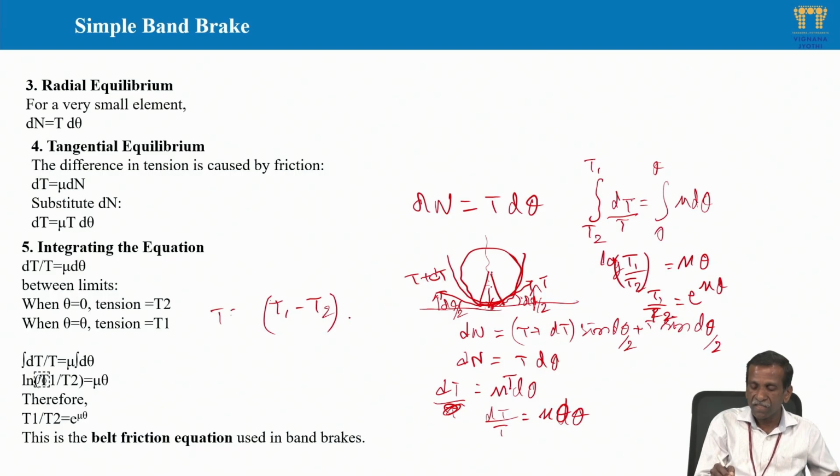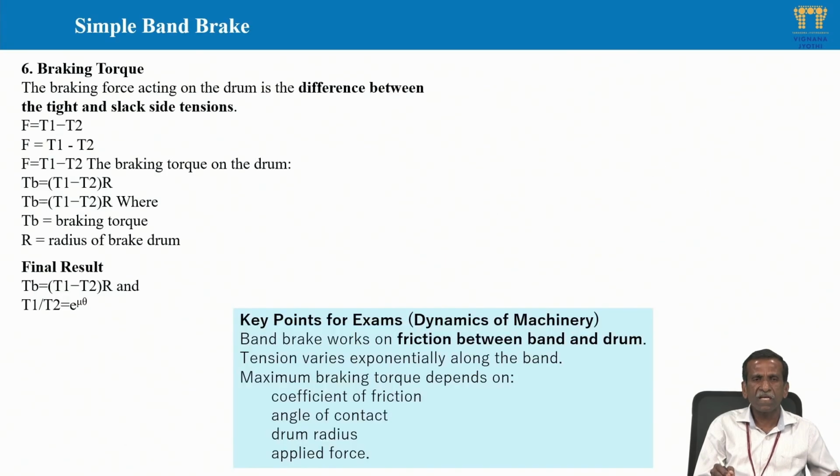Then this effective tension into R is the torque, the braking torque. Effective tension T1 minus T2 into R gives the braking torque. You can calculate the braking torque using this relation. Are you able to understand? So finally, braking torque is (T1 minus T2) into R, and the tension ratio is T1 by T2 equal to e power mu theta.